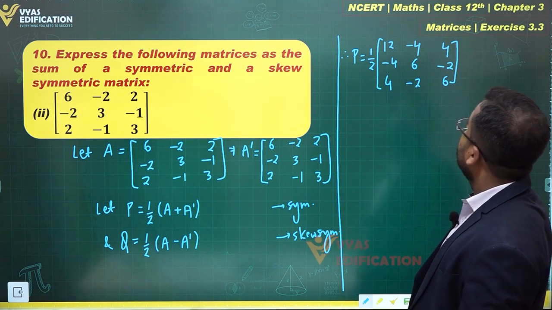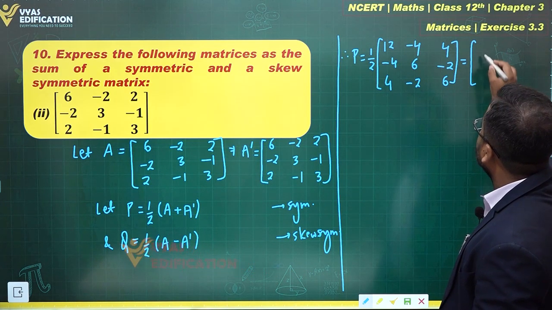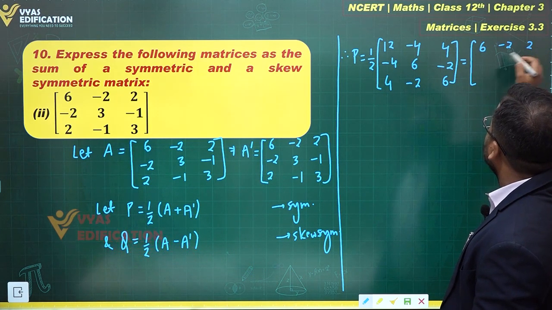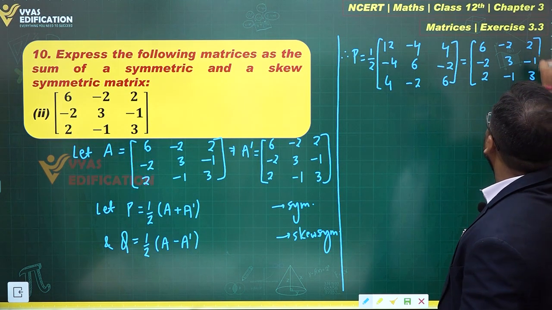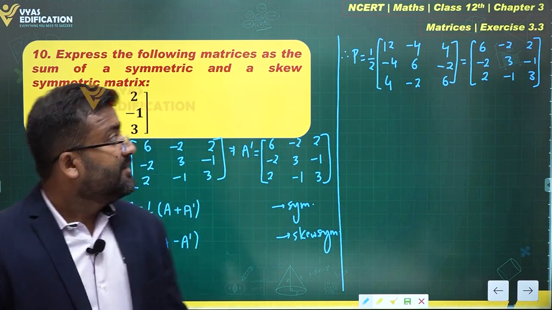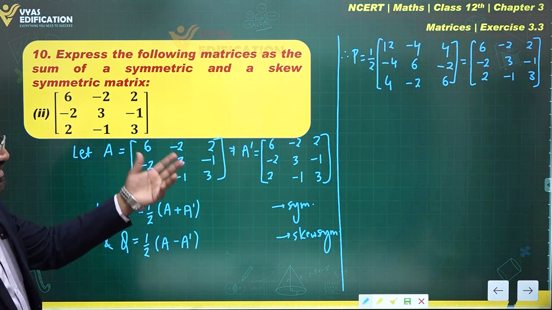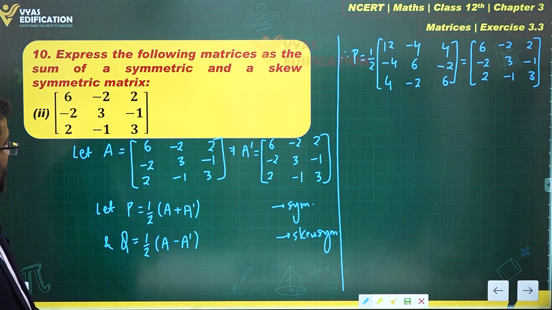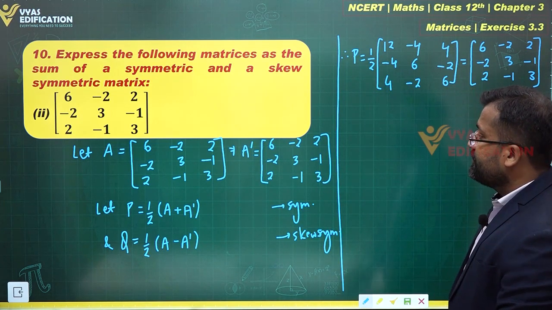Very interesting. Next, P is equal to half of this. This becomes equal to 6, minus 2, 2, minus 2, 3, minus 1, 2, minus 1, 3. This is what I have. This is the symmetric matrix that you obtained, because the original question is also a symmetric matrix. So this is the symmetric matrix, same as A. What about Q? Q would come out to be a null matrix.